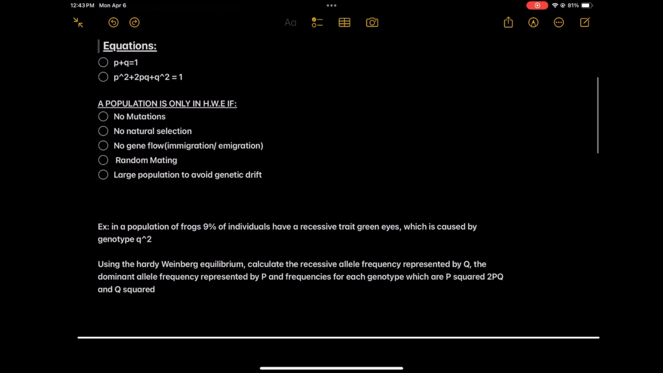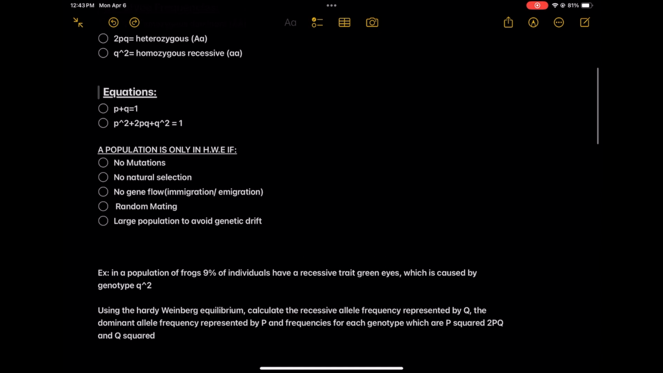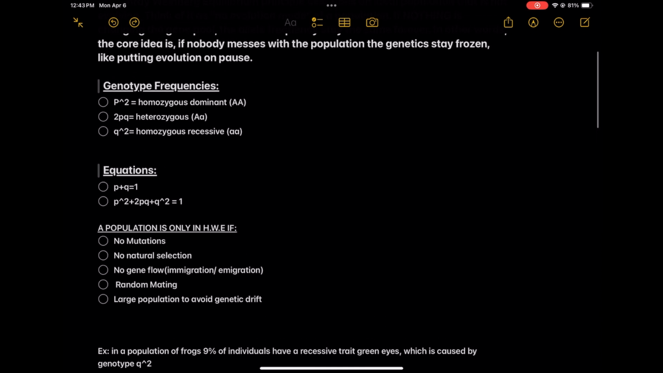There are two equations. P plus q is equal to 1, and p squared plus 2pq plus q squared is equal to 1. A population is only in Hardy-Weinberg equilibrium if there are no mutations, no natural selection, no gene flow, aka immigration or emigration, random mating, and a large population to avoid genetic drift.